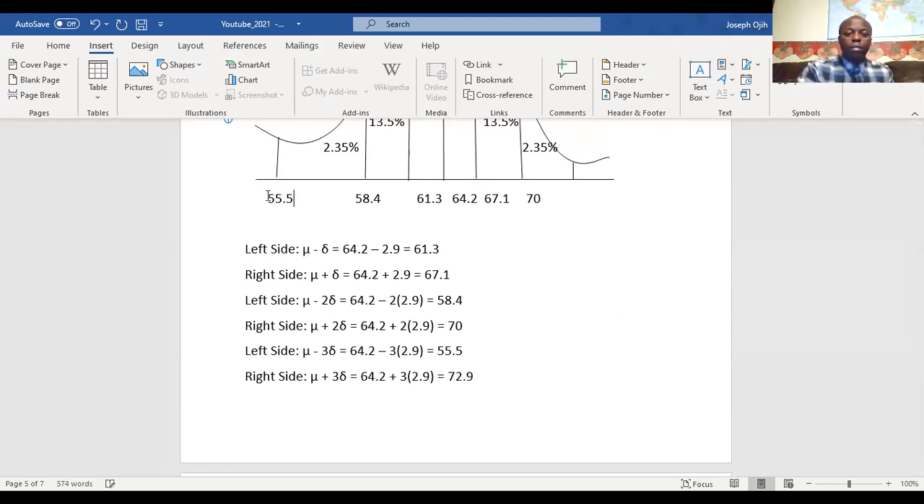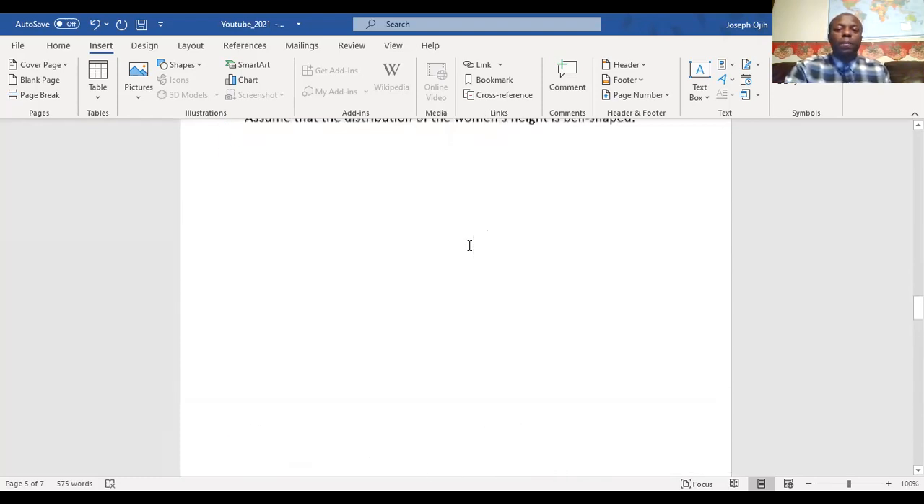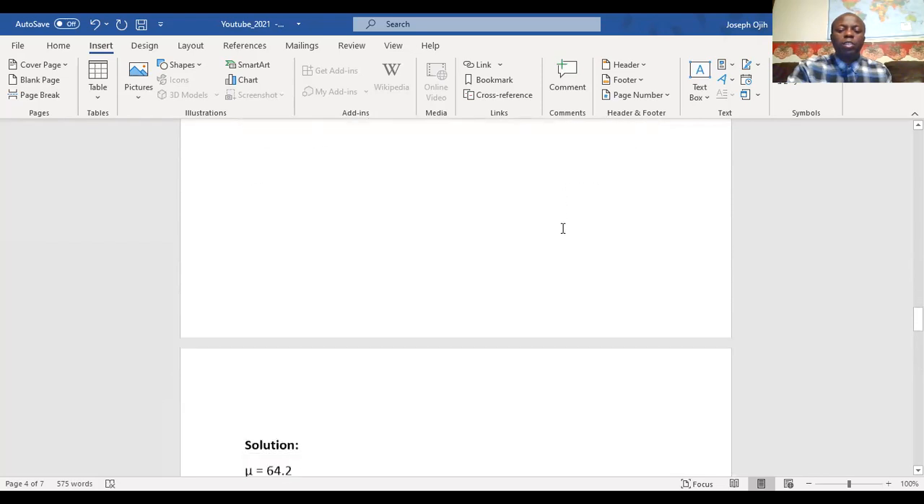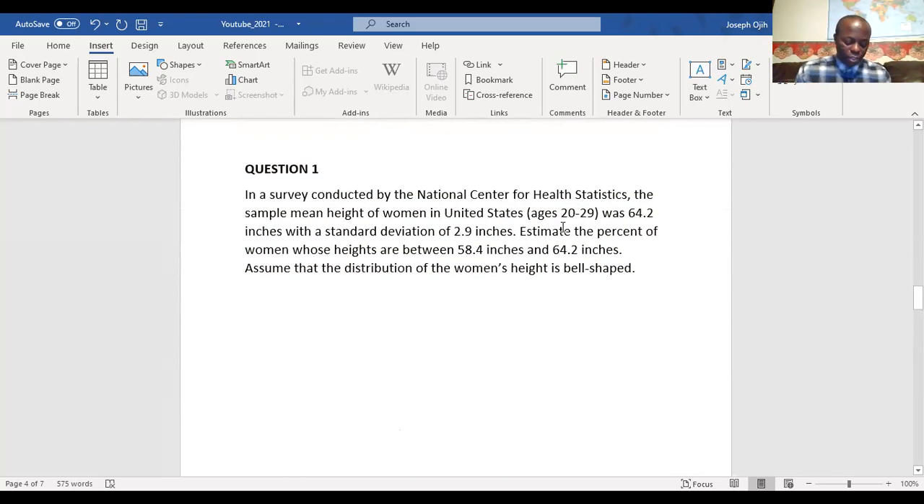So now I'll go to the chart, we have 55.5 on the left side. Then on the right side we have 72.9. Now with this, we're ready to answer the question. The question says, what estimate the percent of the women whose height are between 58.4 inches and 64.2 inches?